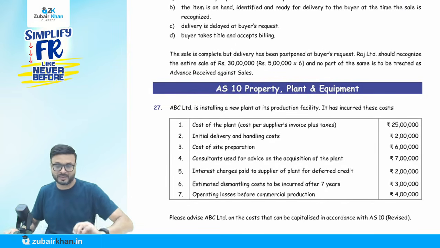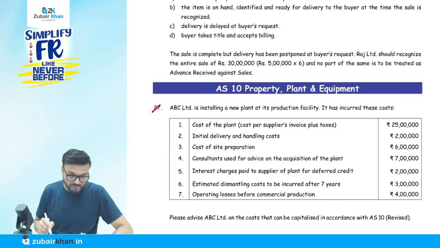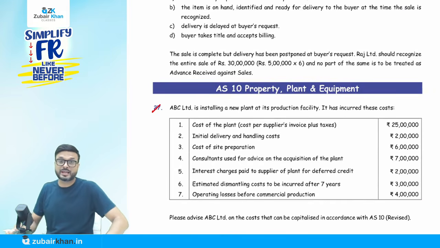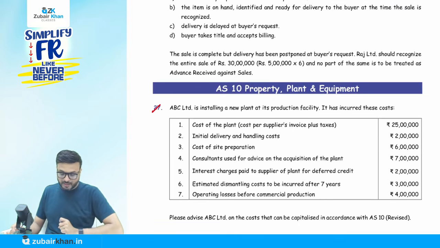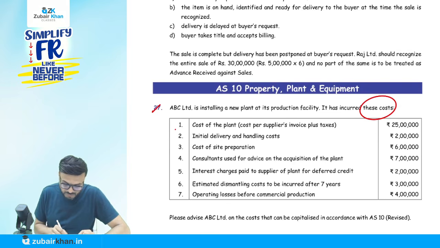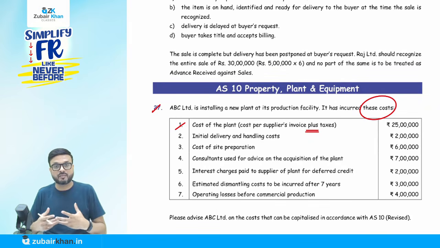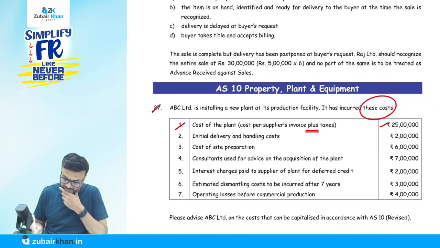Very simple accounting standard. Now, my favorite question is to ask a student to calculate the cost of PPE. Now, ABC Limited is installing a new plant at its production facility. It has incurred these costs. Cost of the plant, cost plus taxes. If those taxes are non-refundable, add to the cost of the PPE. Okay, this is correct, 25 lakh. Initial delivery and handling cost, yes, we covered that, 2 lakh. Cost of site preparation, yes, 6 lakh. Consultant used for advice on the acquisition of plant, correct.